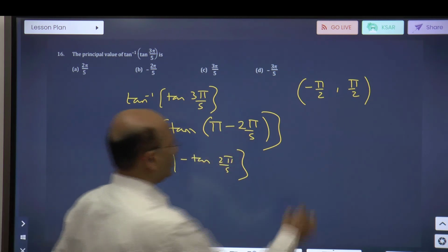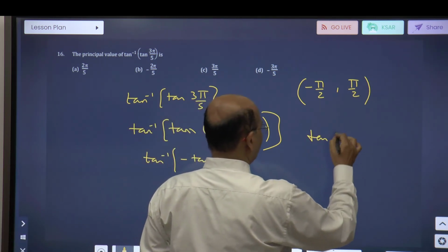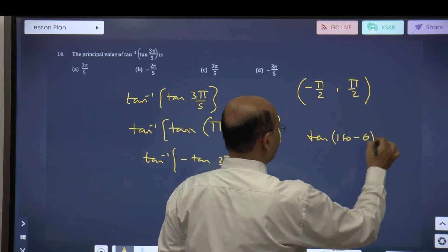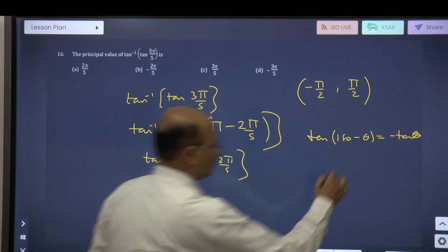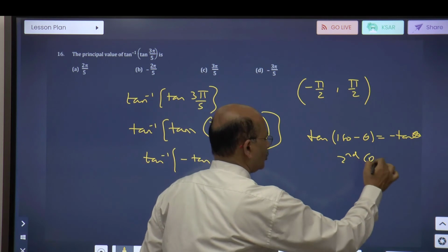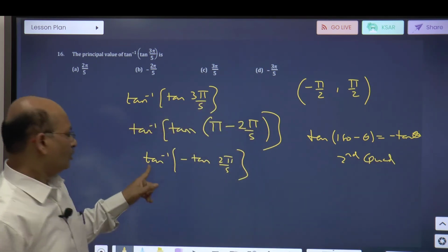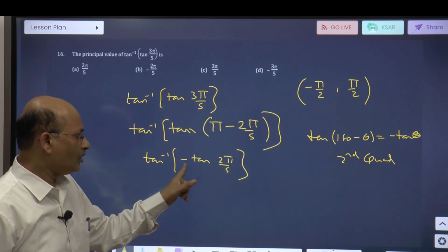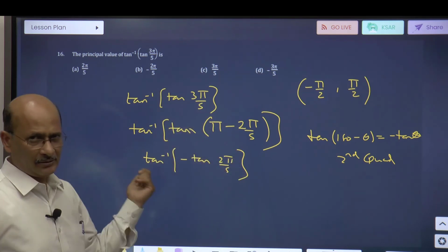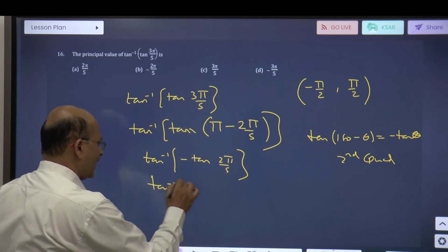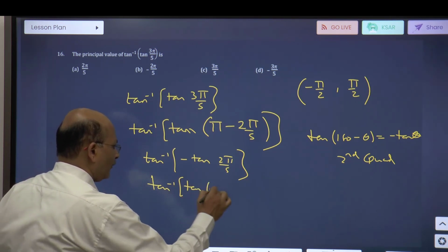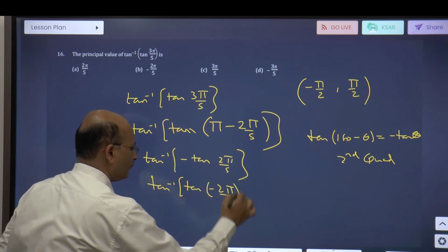Tan 180 minus theta is minus tan theta. Everybody knows this. Second quadrant, right? So now, tan of minus x is minus tan x, na. So the minus can go inside. This will become tan inverse of tan of -2 pi by 5.